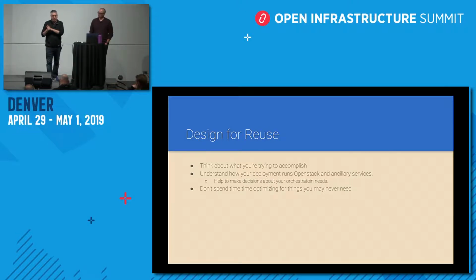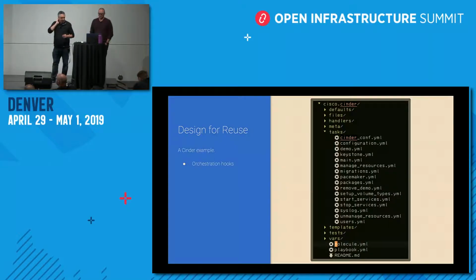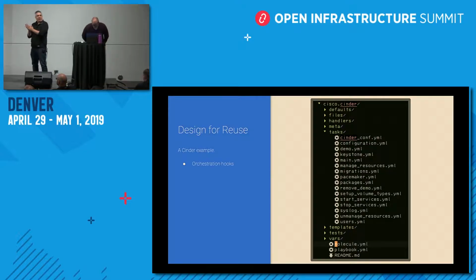This also applies when trying to make reusable code: you don't want to spend time optimizing for things you may never need. So with that, we'll dive into how we've designed for reuse. Granted, this is probably an old implementation where you're going to see Pacemaker in there. Nobody really uses Pacemaker anymore, but for our product and what we were doing, this made a lot of sense at the time.